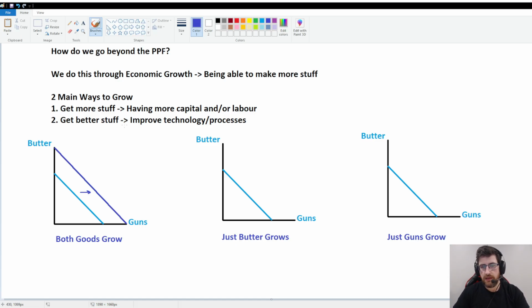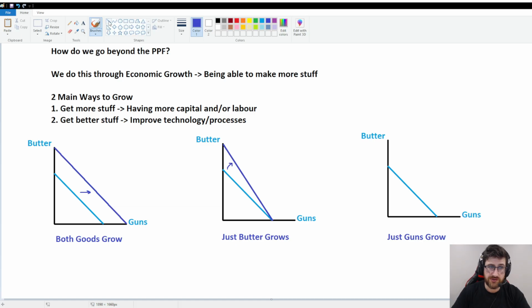All right. So how do we handle if it's just one good? Well, maybe just butter is getting better. Maybe we develop some technology that makes cows produce more milk. Well, all of a sudden, butter is going to shoot up, but guns doesn't do anything for them. So we're going to keep the same point on guns, like so, and we're basically going to get a bit of a rotation. So instead of shifting out, it's more rotating out. All right? Different story, different graph, right?